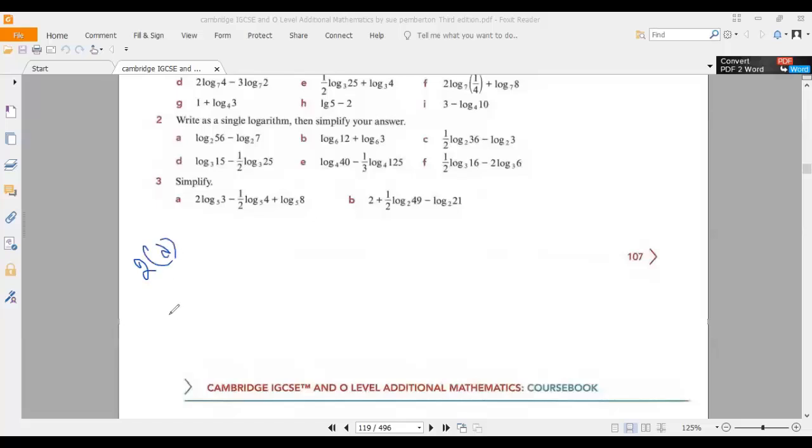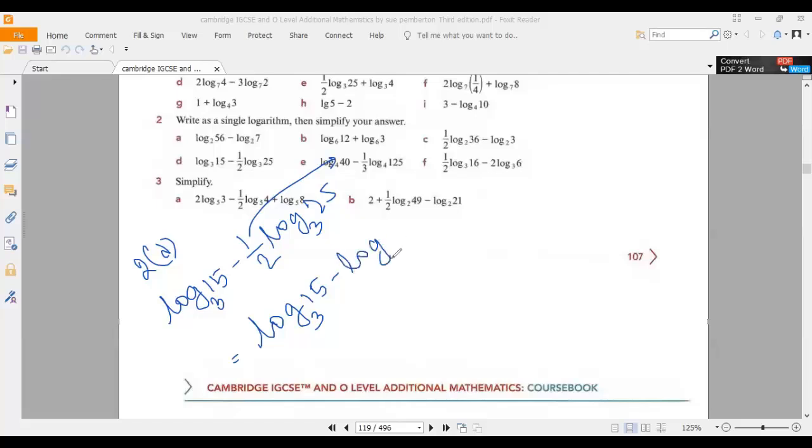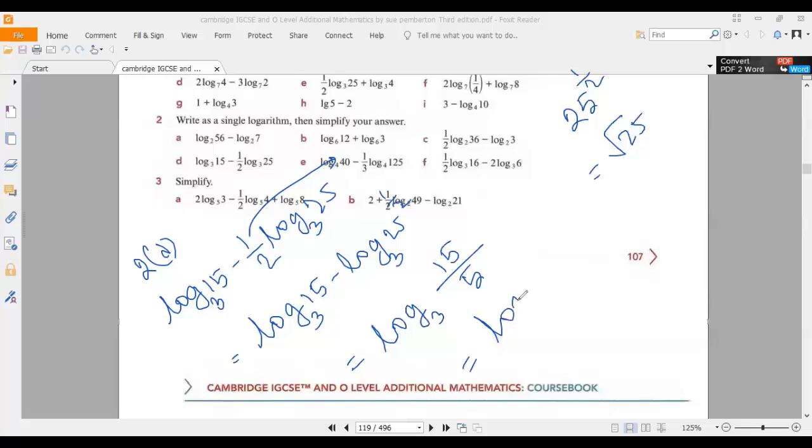Now 2d says log base 3 of 15 minus 1 by 2 log base 3 of 25. So log base 3 of 25 remains the same, and the half will go there. So we can write log base 3 of 25 to the power half. 25 to the power half can also be written as root 25, or 5 squared into 1 by 2. So root 25 will be 5. Now we can write log base 3 of 15, and for the negative sign it should be division, and 25 to the power half is converted to 5. So log base 3 of 15 by 5 will be log base 3 of 3, which is 1. That is the answer of this problem. I hope you understand this one properly.